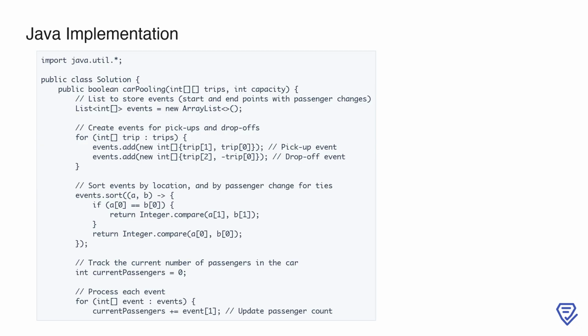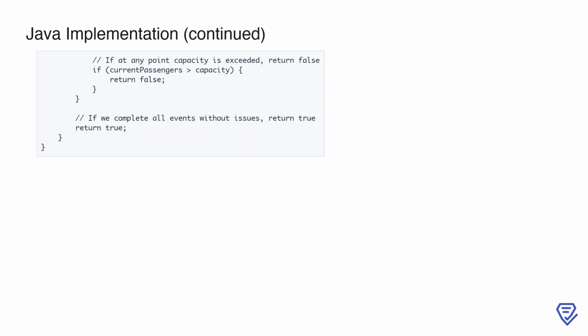Finally, we initialize a variable current passengers to 0, which will help us track the number of passengers as we process each event. Now, we move on to processing the sorted events. For each event, we update the current passengers by adding the change in passengers at that location. If the updated current passengers ever exceeds the vehicle's capacity, we immediately return false, as it would be impossible to accommodate all passengers at that point. This condition ensures that the car's capacity is never exceeded during the journey.